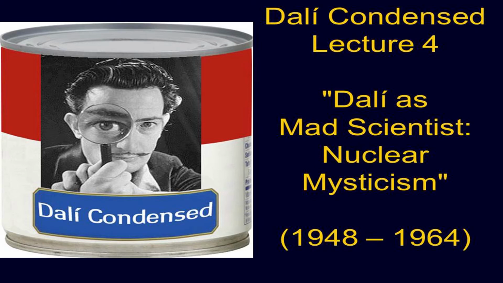Tonight we are in part 4 of a 5-part conversation that initiated back in January and will finish next month. Every second Thursday of the month, we've been presenting this, and today we are at part 4 of the Dali Condensed conversation. Tonight we're focusing on 1948 through 1964. So this would be the Dali as mad scientist period of his life.